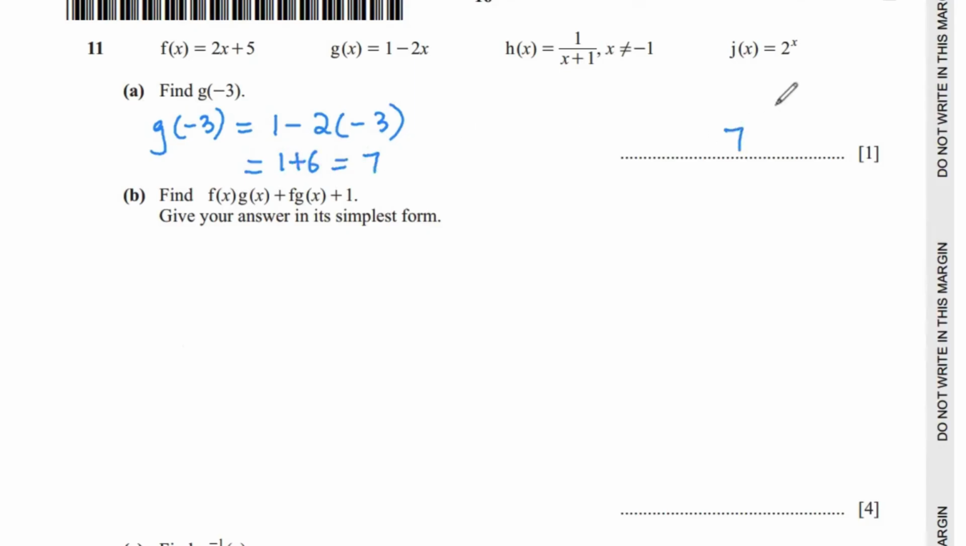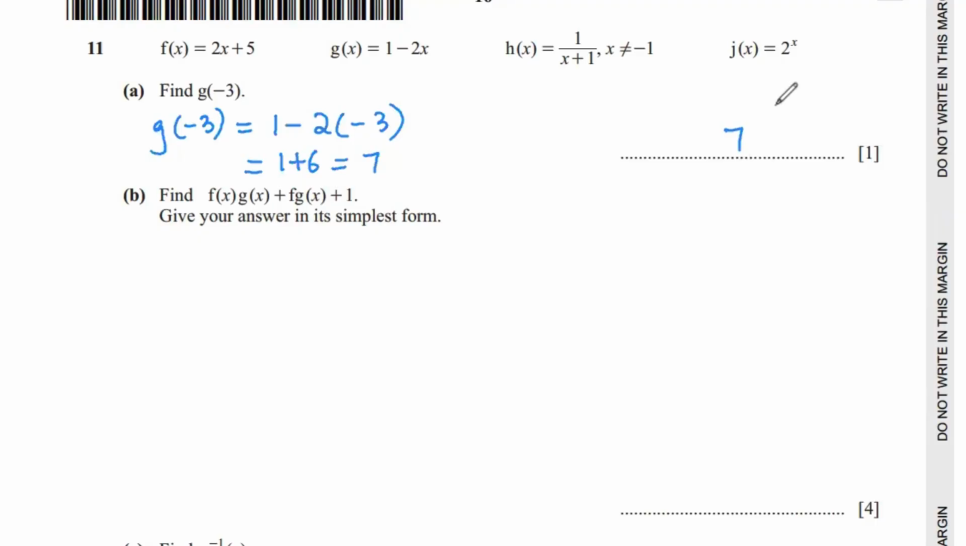Then it says find f of x times g of x plus f of g of x and then plus 1, giving your answer in simplest form. So 3 different things happening over here.